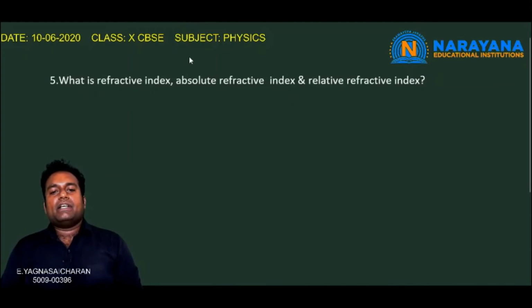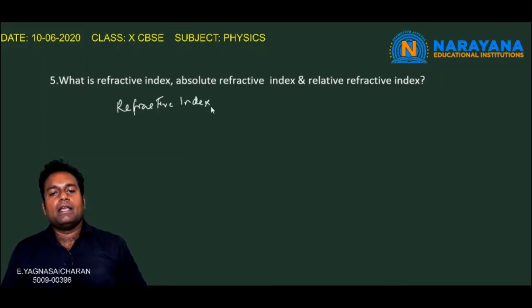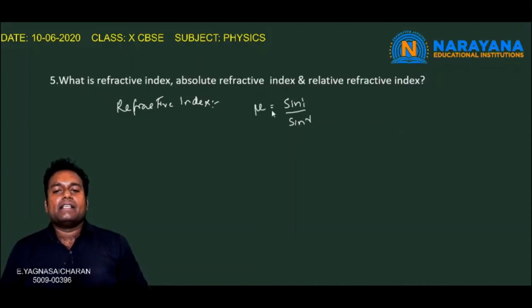What is refractive index, absolute refractive index and relative refractive index? Let us see first what is refractive index. Refractive index is the bending ability of light in a particular medium. It can be given as the refractive index mu is equal to the ratio of sine of angle of incidence to the sine of angle of refraction. So refractive index gives the bending ability of light in a particular medium. Refractive index is otherwise called optical density also.